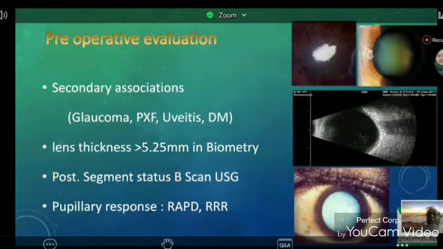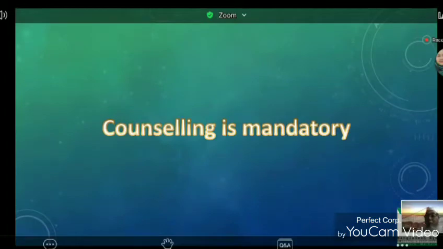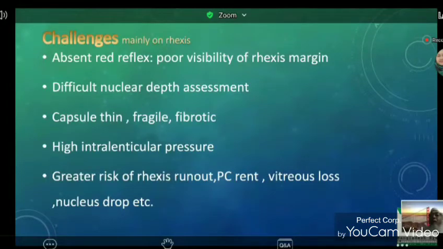Is there any posterior segment anomaly? We can check by doing a B-scan ultrasonogram, and we should see the pupillary response also. And before managing the white cataract, counseling is mandatory regarding the process of tackling the problem, the perioperative complications, and the final visual outcome. The counseling is mandatory.